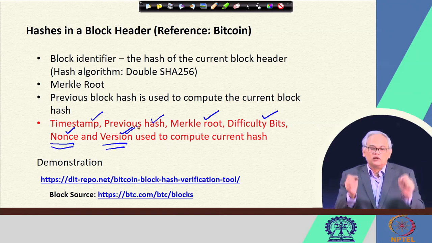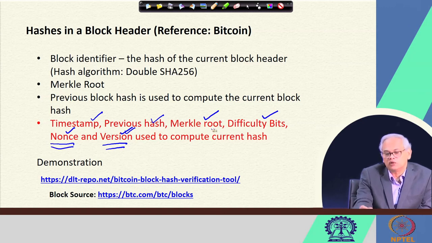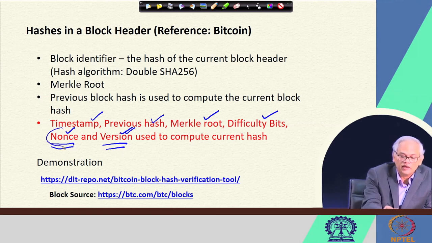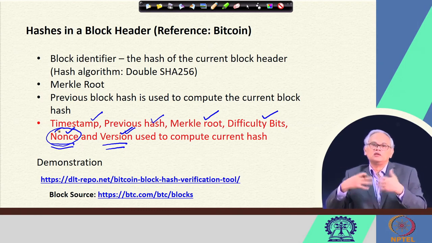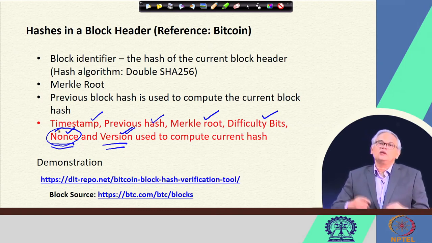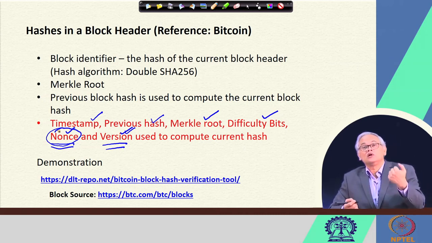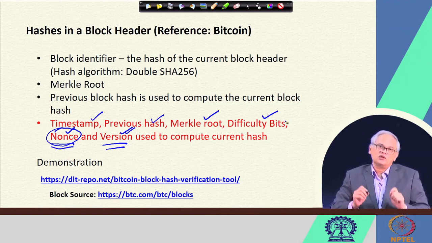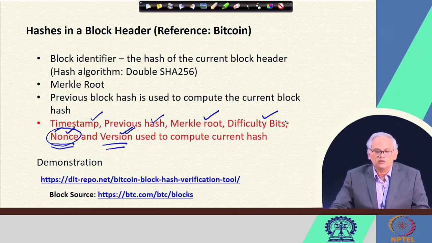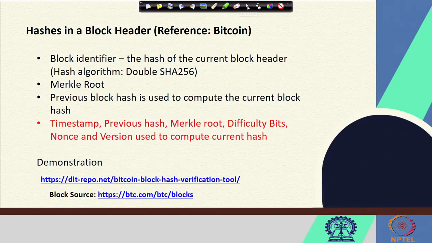So, all these are known. The timestamp is known, the previous hash is known, the Merkle root is known, the difficulty bits are known, the version number is known, and the process of mining will have to come up with a nonce, so that all of these when taken together and then hashed will result in a hash value that will satisfy the number of leading zeros, which is determined from the difficulty bits that itself is there in this particular block.